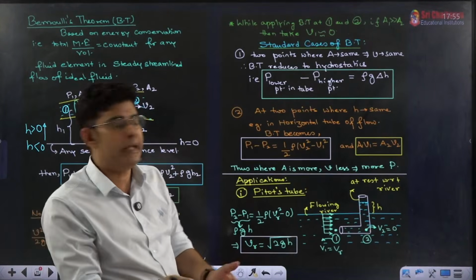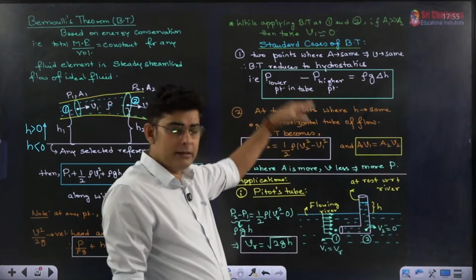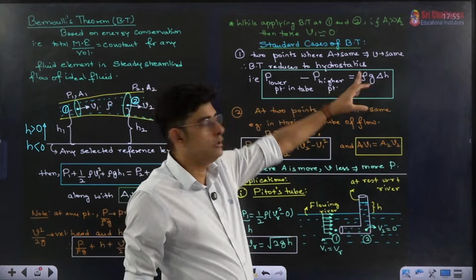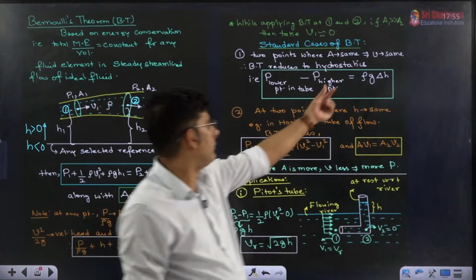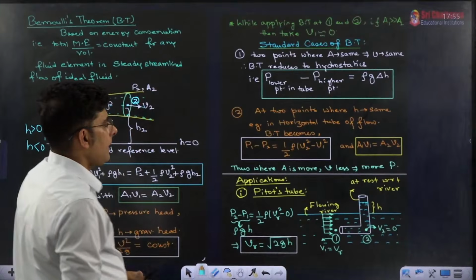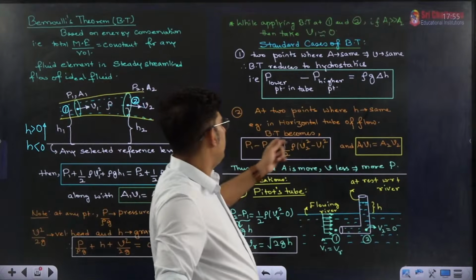Don't waste time in writing the equation. Just write P at a comparatively lower point minus P at a higher point in the tube of flow will become rho G into delta H. Delta H is the vertical separation between the 2 points. That's it. Second, if you see at 2 points, H is the same.